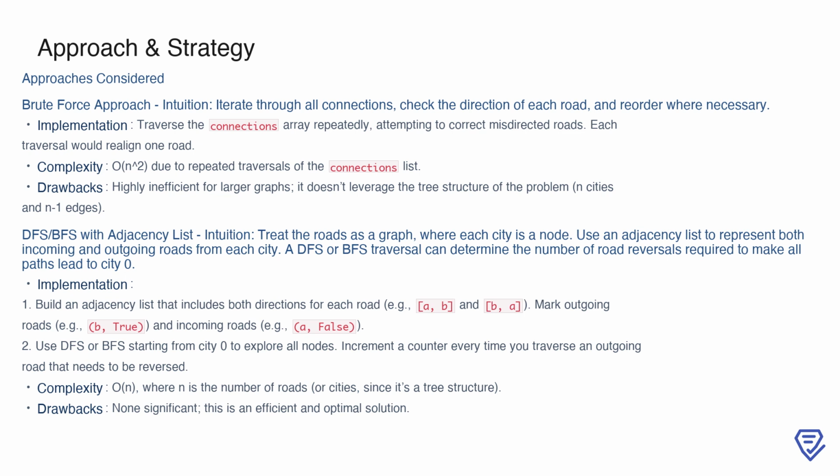Importantly, it misses the opportunity to leverage the tree structure of the problem, where we know there are n cities and n-1 edges. Another approach is to use DFS or BFS with an adjacency list, which treats the roads as a graph. In this strategy, each city is a node, and we represent both incoming and outgoing roads in an adjacency list.